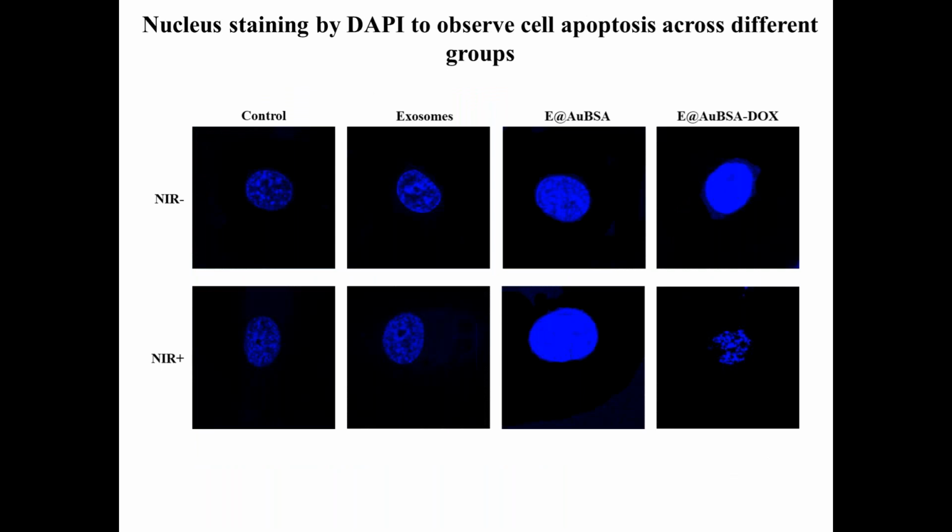Here is nucleus staining by DAPI to observe cell apoptosis. The first group is control exosome. We can observe that in control and exosomes the nucleus material is organized. But when we treated it with exosomes loaded with gold BSA nanoclusters, DNA starts to condense. After that, with doxorubicin, it starts floating. And when we use phototherapy, it starts floating, the nucleus membrane is removed and the DNA material spreads.